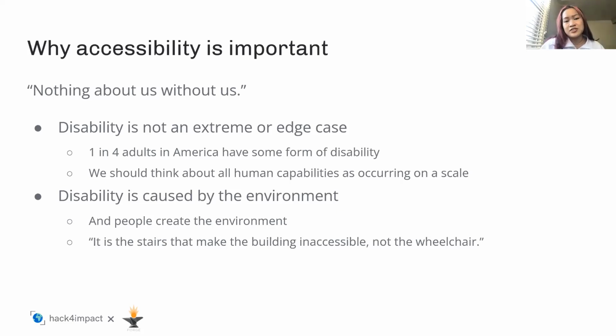Another thought about disability is that it is a lot of times caused by the environment, and people create the environment. So when we're creating tech products or websites, we need to make them as inclusive as possible for all the different audiences that may interact with them. In terms of buildings, you can think of the stairs as making the building inaccessible, not the wheelchair. Adding ramps or elevators helps the majority of people, or everyone, experience a building. But in terms of tech itself, I'm going to focus on that within the next few slides.